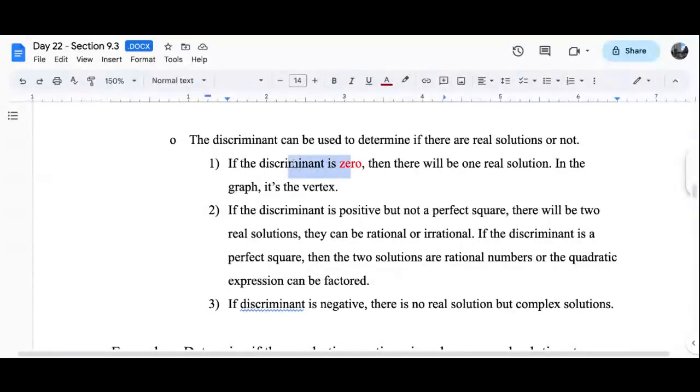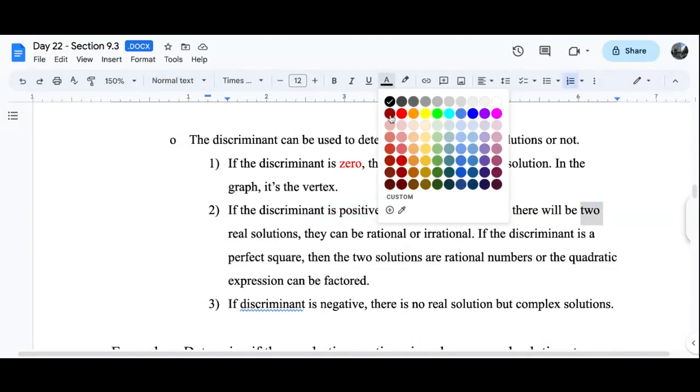So if the discriminant is 0, we only have one solution, and the graph touches the x-axis. If the discriminant is positive, but not a perfect square, then there will be two solutions, right? So it does cross the x-axis twice.